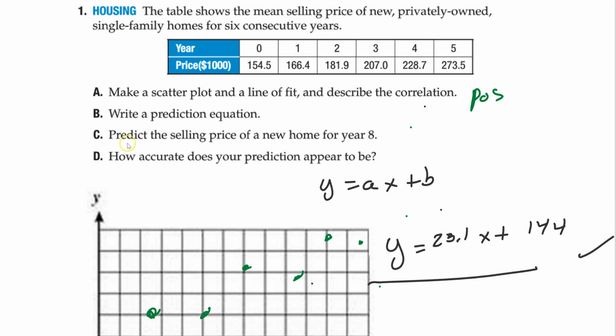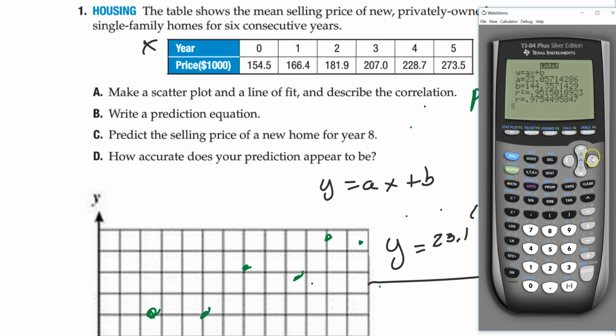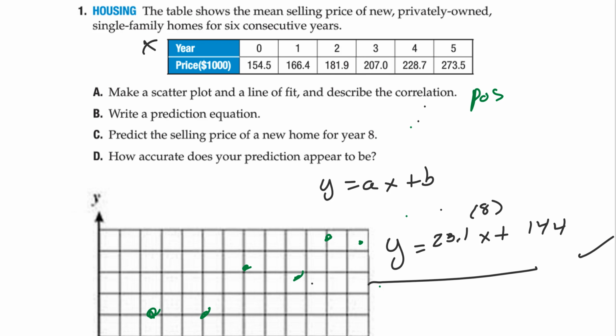Now let's do the next one. Predict the selling price of a new home in year 8. Well, years were X, so we're just going to plug in 8 here. So we have a calculator. Let's do that, 23.1 times 8 plus 144. So in 8 years, selling price of a home would be $32,328.8 thousand. That's a lot. So that's the way that works.